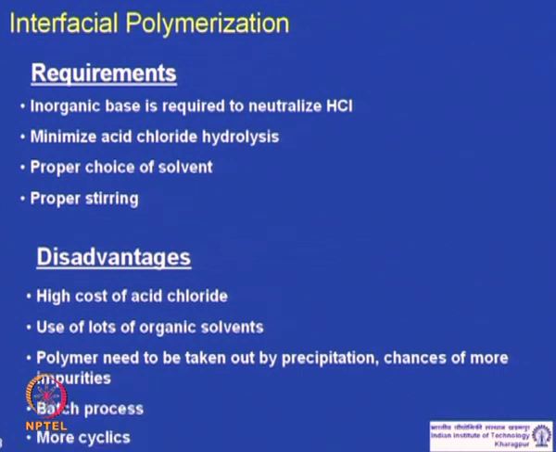And also it is a batch process, it is very difficult to do it continuously, and as this reaction is kinetically controlled, the byproduct HCl is not taking part in the reverse reaction. So, this reaction is kinetically controlled. The chances of forming cyclics are much more, because cyclics are not reacting with the byproduct and forming the linear product once again, which means once cyclics form, they will remain in the final product. So, chances of having more cyclics are higher in this interfacial polymerization.